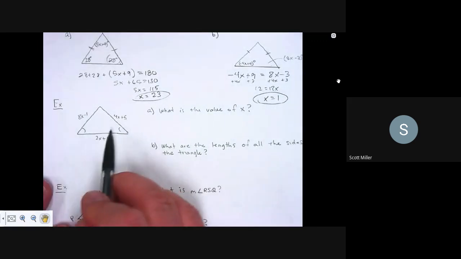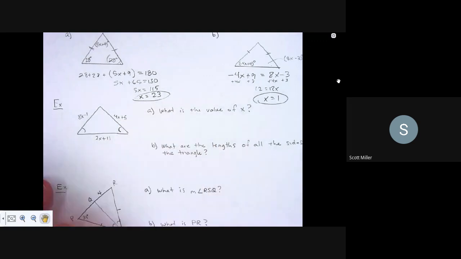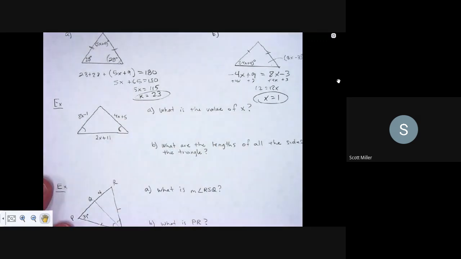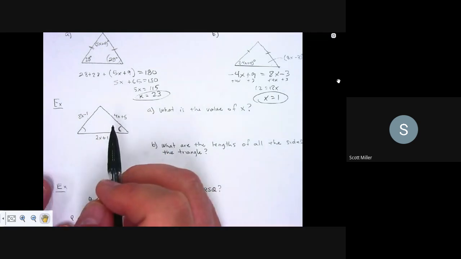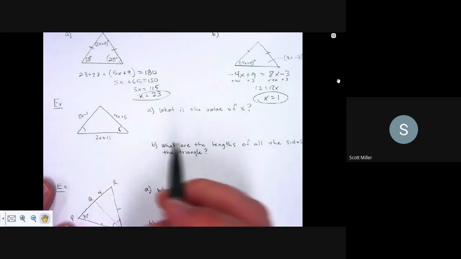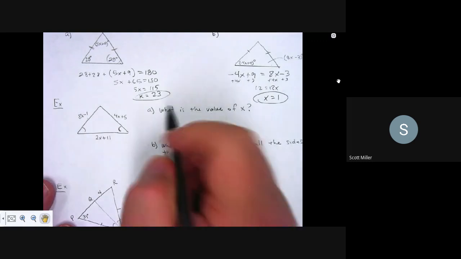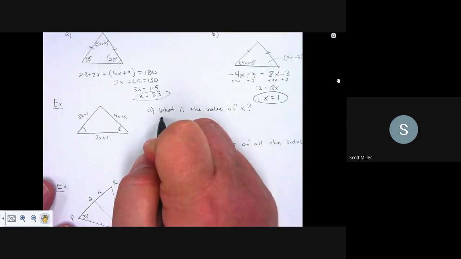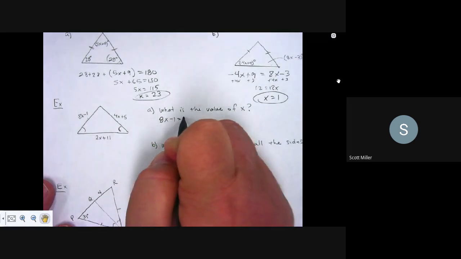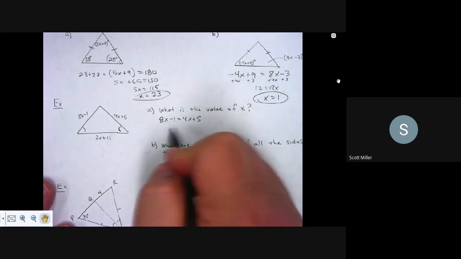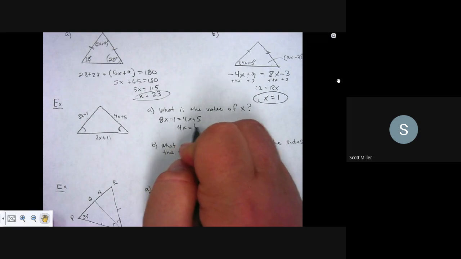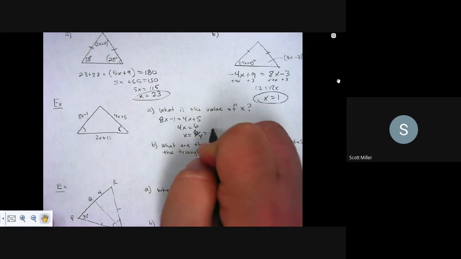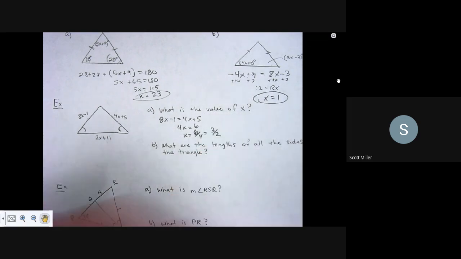Here's a picture. These marks indicate that this is going to be an isosceles triangle, which means these sides must be congruent, and so I can use that knowledge to answer this question right here. So what is the value of x? Well, 8x minus 1 is 4x plus 5. We can solve this for x. Moving things around, I'll get 4x equals 6. So x is 6 over 4, which reduces to 3 halves. Always reduce your fractions.